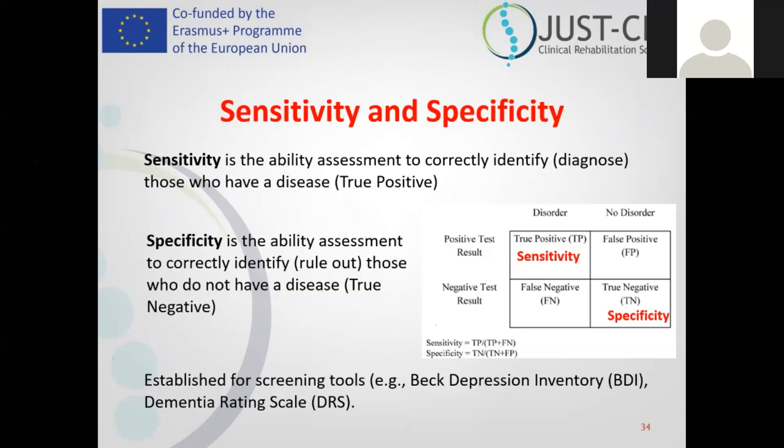Examples of outcome measures that we can test sensitivity and specificity for include the PEC depression inventory for evaluating depression, and the dementia rating scale for assessing mild cognitive impairment or dementia among individuals with Alzheimer's disease.